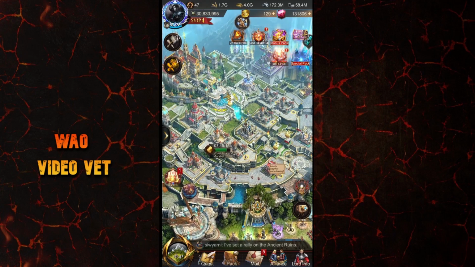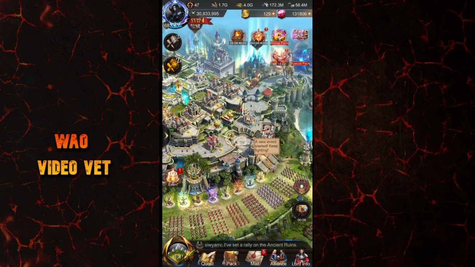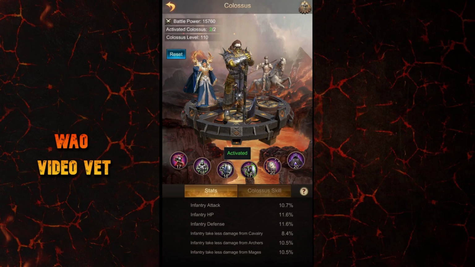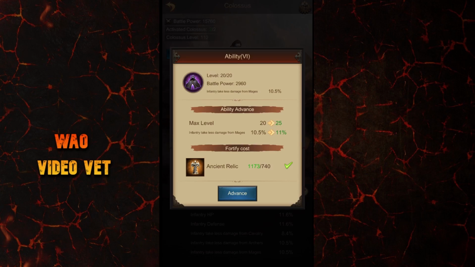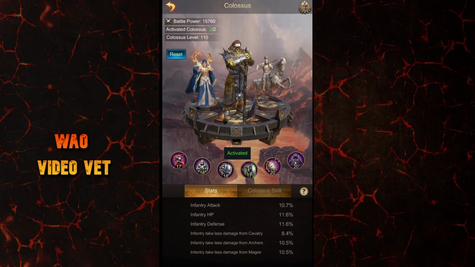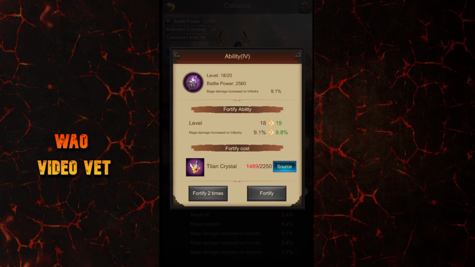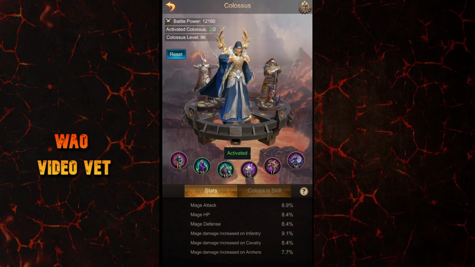Okay, ready to dive in a bit more? Then comes the damage stats you see in the Colossus. Take the infantry Colossus for instance, so here it's even more specific. Damage taken by infantry is reduced, but only from mages in this case, or archers, or cavalry. And for your mage Colossus, which is the backline Colossus, the difference is that it is now damage increased against enemy frontline and archers.